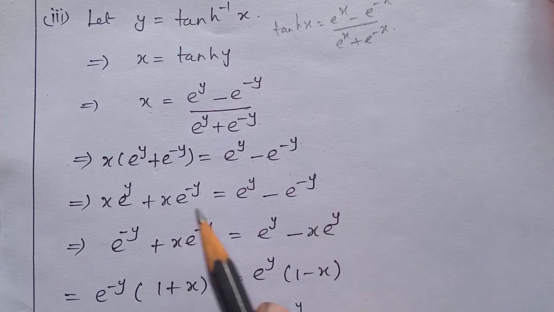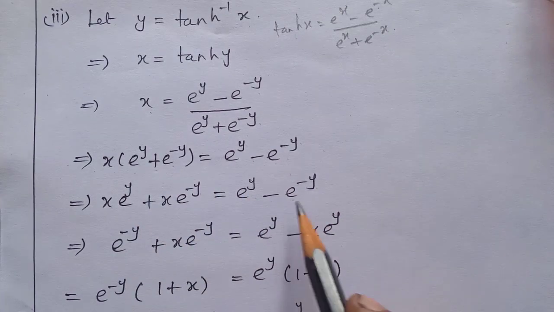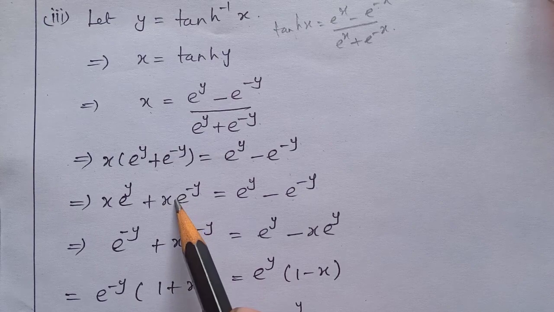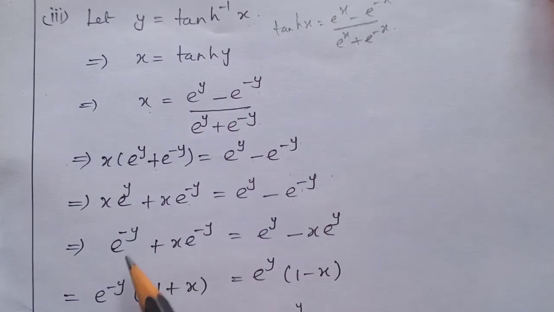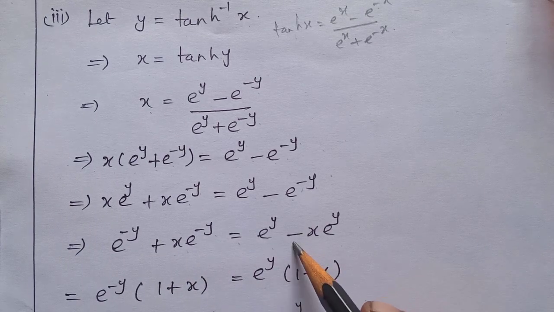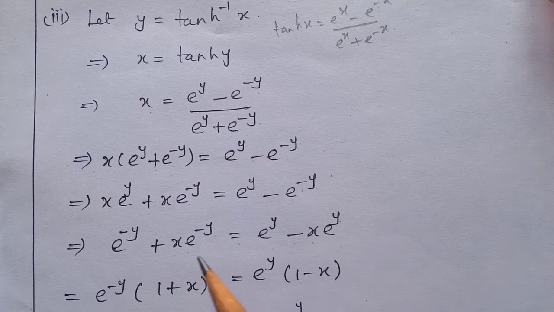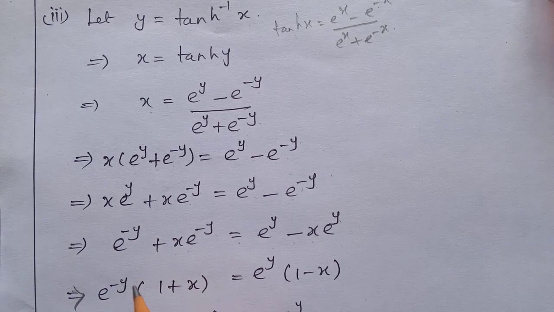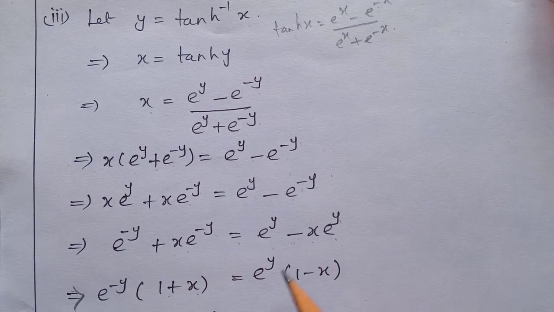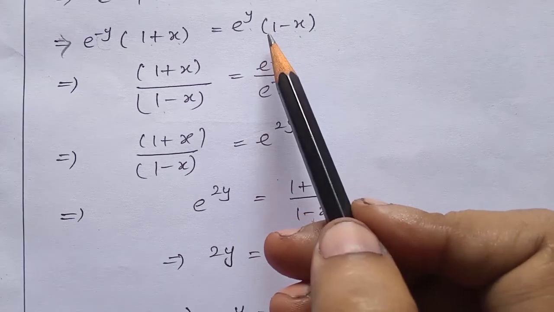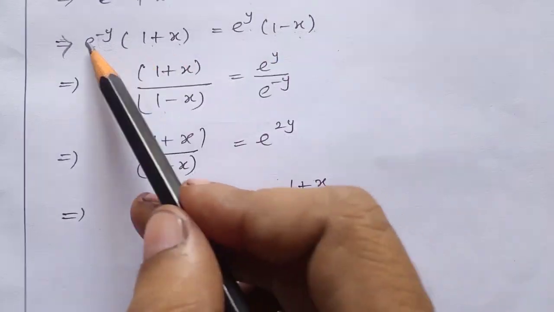So we bring the e power minus y terms to one side and the e power y terms together. The x e power y goes to the other side, which implies e power minus y plus x into e power minus y that is equal to e power y minus x into e power y. From this we take e power minus y common, so e power minus y into 1 plus x. Again here we take e power y common, which gives 1 minus x. So e power minus y into 1 plus x equal to e power y into 1 minus x.